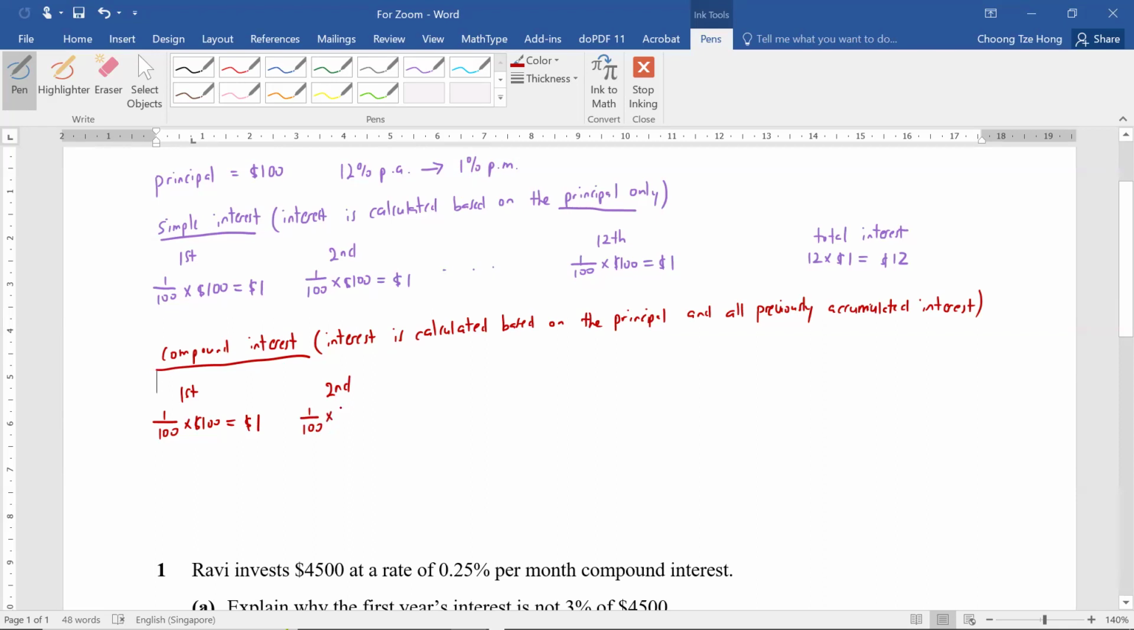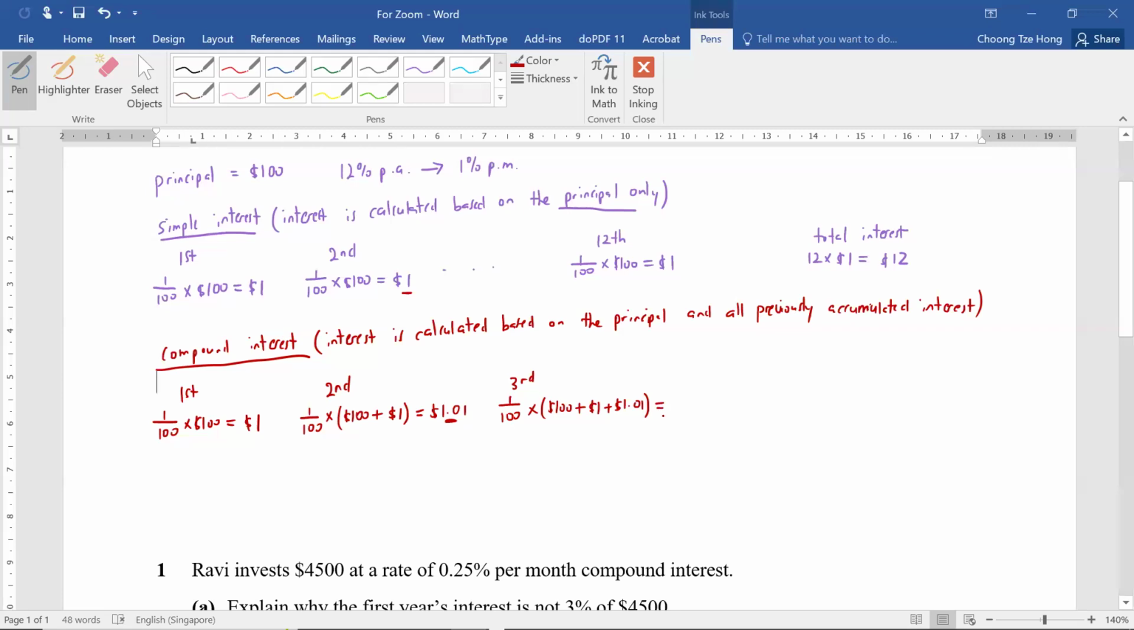But now instead of multiplying by just $100, it's going to be $100 plus all previously accumulated interest, so $1 from the first month's interest. This will actually give a slightly bigger interest for the second month. So you can see that from the second month onwards, the interest is going to be more already. Let's do one more month of calculation. In the third month, it's going to be 1% times the principal plus interest from the first month plus interest from the second month.